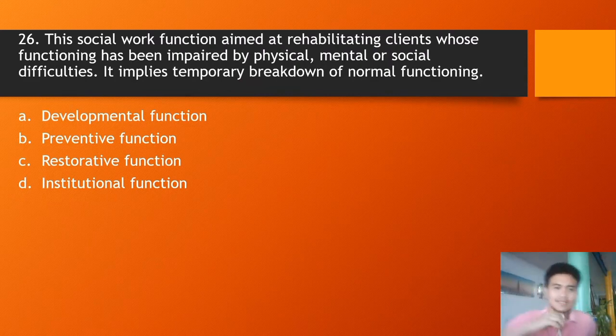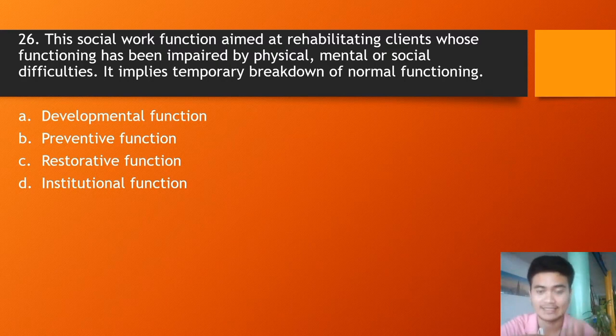Number 26. The social work function aimed at rehabilitating clients whose functioning has been impaired by physical, mental, or social difficulties. It implies temporary breakdown of normal functioning. So the correct answer here is letter C, restorative.